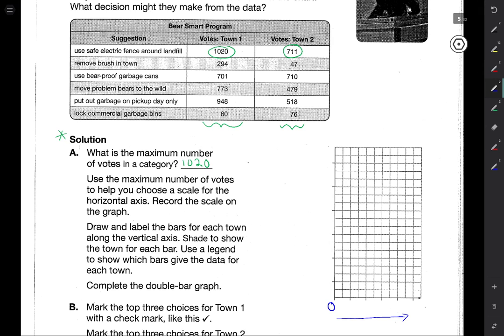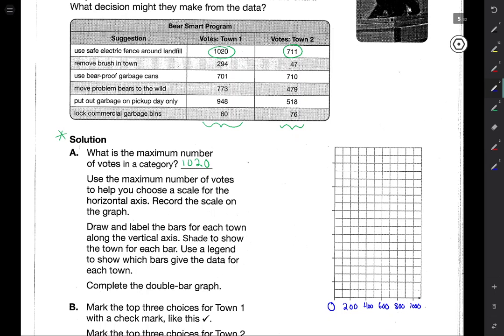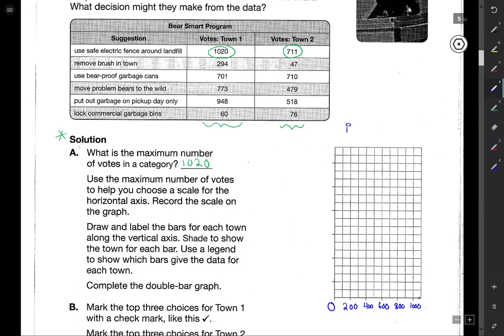So an appropriate scale to use here would be going up by 200s. So if we had 200 there, then 400, 600, 800, and 1000 over here. Now they want us to complete the rest of the bar graph. The first thing I'm going to do is put a title. This is the Bear Smart Program. And we are going to have all of our categories or all of our suggestions on the side over here. So I'm just going to write those in right now.